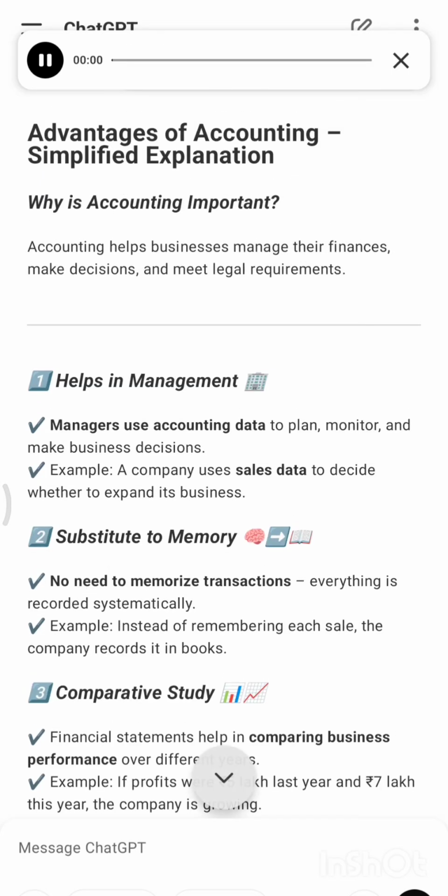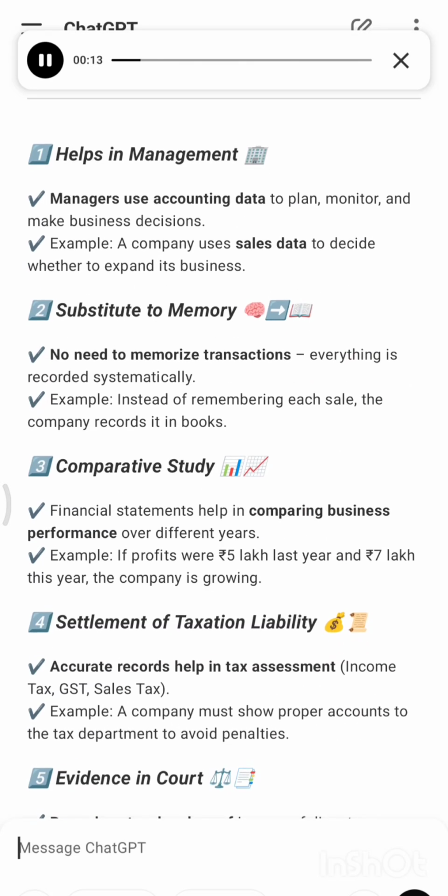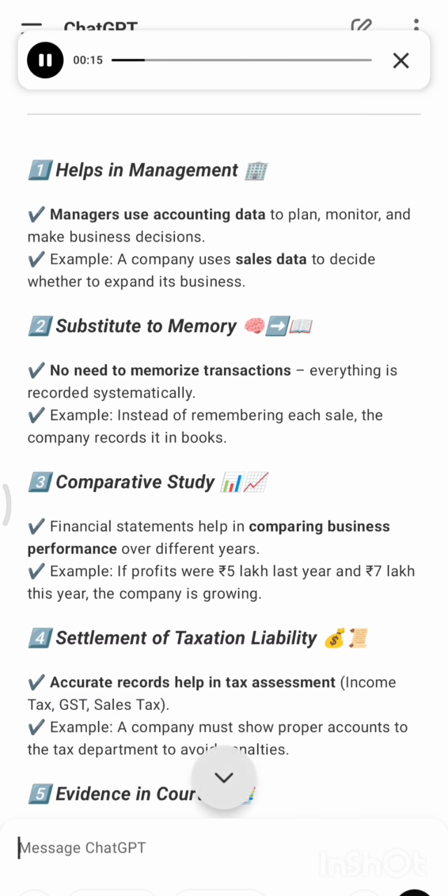Advantages of accounting, simplified explanation. Why is accounting important? Accounting helps businesses manage their finances, make decisions, and meet legal requirements. 1. Helps in management. Managers use accounting data to plan, monitor, and make business decisions. Example, a company uses sales data to decide whether to expand its business.